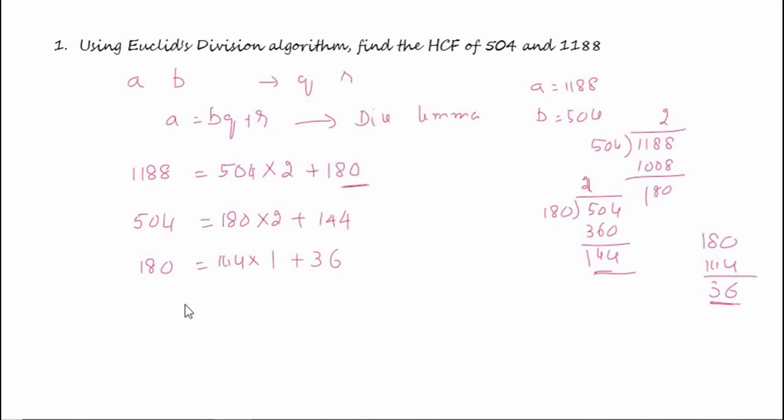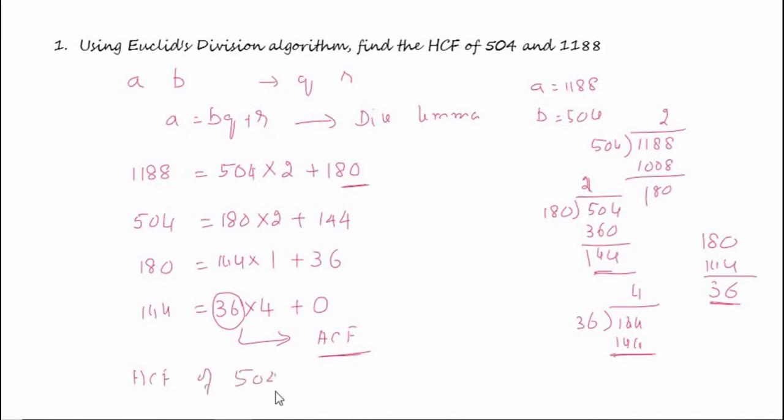So still the remainder is not 0. So go to the next step. 144 equal to 36 into, now 144 divided by 36, so let us take 4. So now it is 4 times, that is the quotient, plus remainder is 0. So when the remainder is 0, the divisor is the HCF of the two numbers that we have taken here. So the HCF of 504 and 1188 is 36.